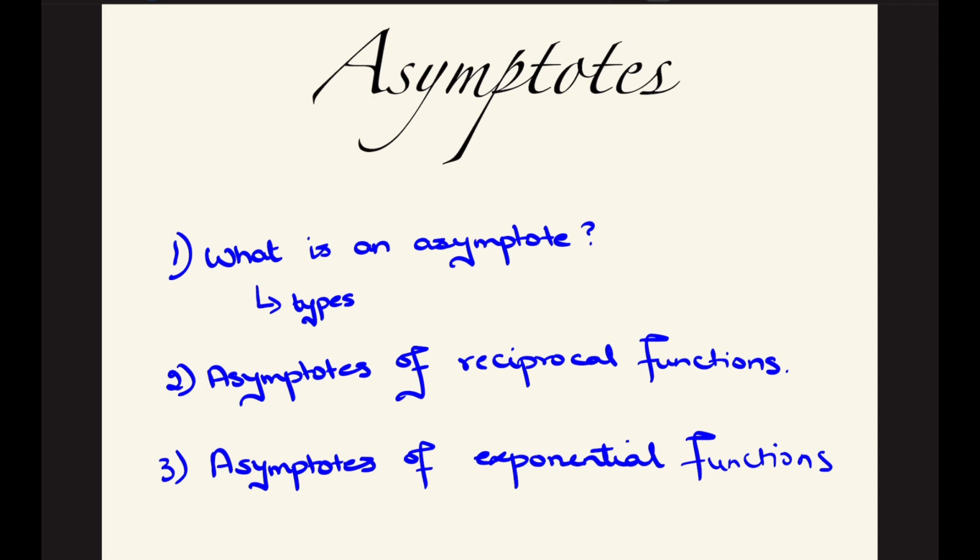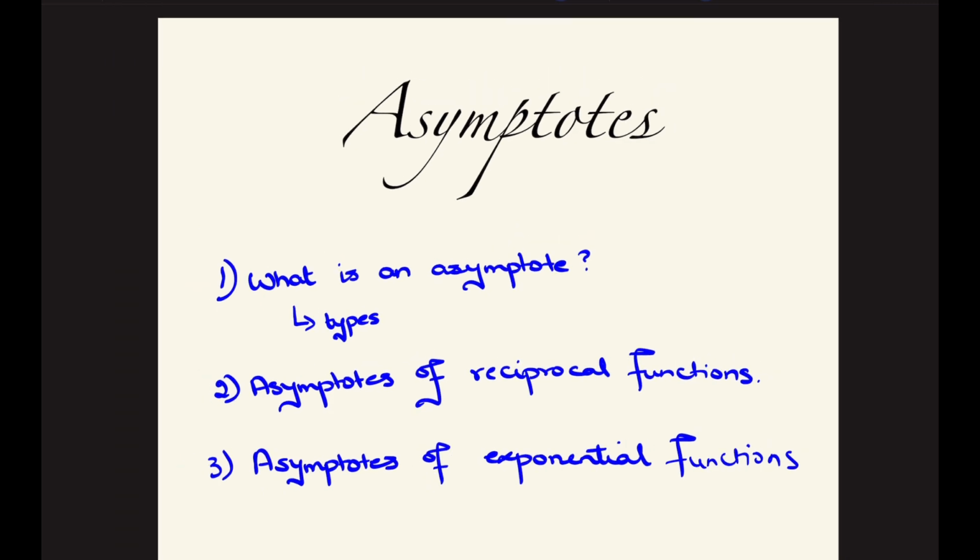First, we're going to look at what an asymptote is. We're going to discuss the different types of asymptotes that exist. Then we'll explore how to identify asymptotes in reciprocal functions. And finally, we'll look at asymptotes in exponential functions. Okay, so let's just start.